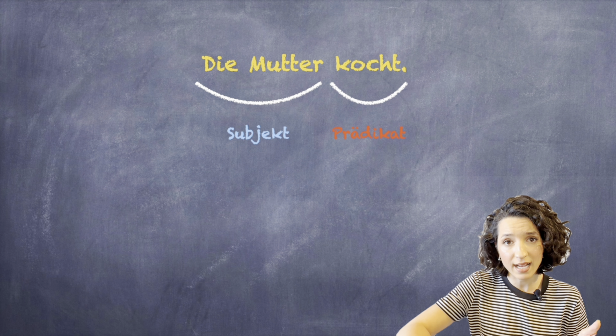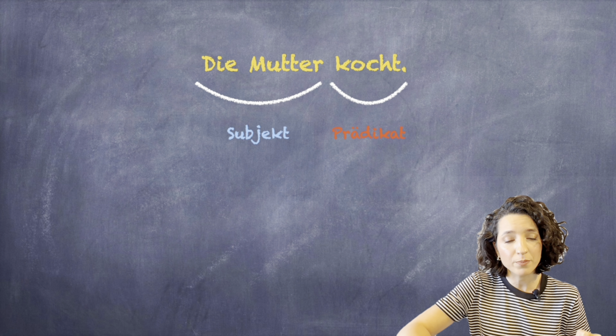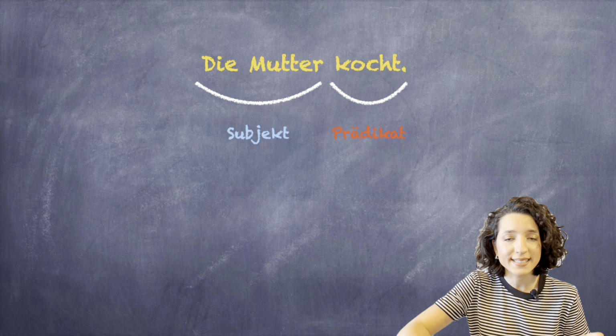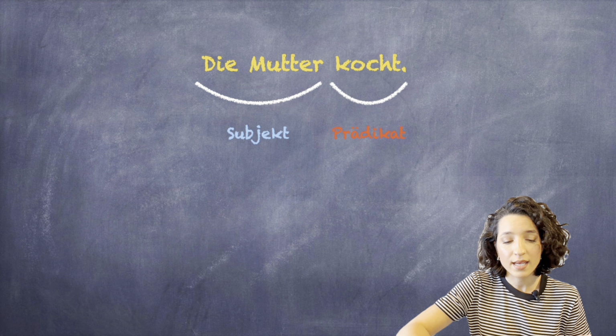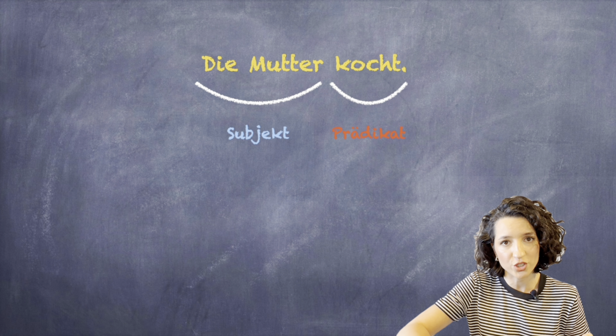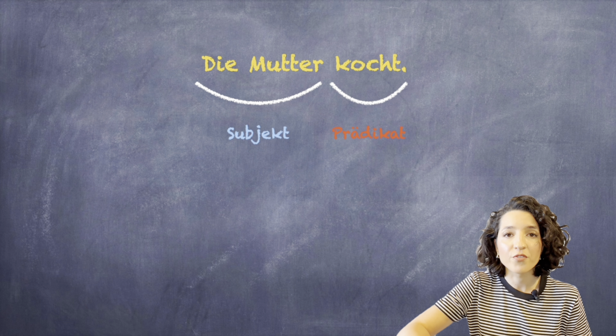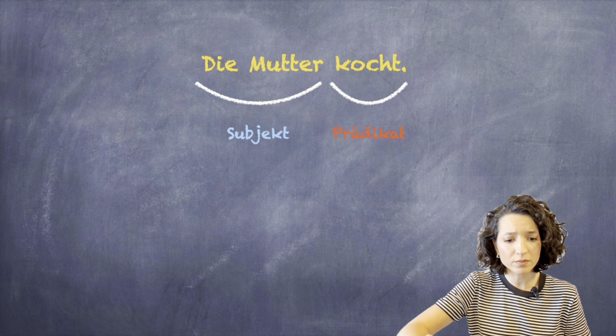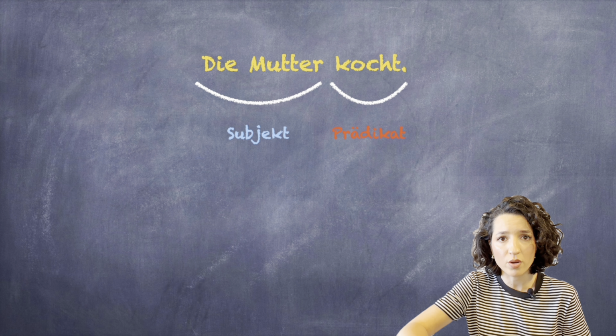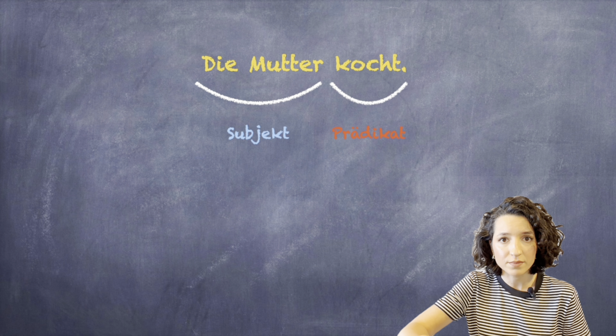Why do I say Prädikat and not verb? Because the predicate is the conjugated verb. In German, we can have two verbs in the same sentence, but the second verb is not conjugated and it has a different position in the sentence. So the predicate is the conjugated verb. And this is a short and correct German sentence. You need the subject and the predicate.